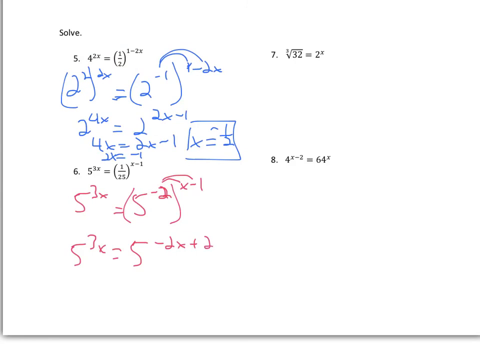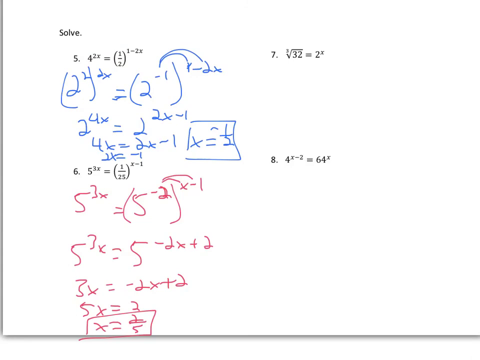All right, we've got the same bases. They're set equal to each other. So we could just drop the bases, set the exponents equal to each other, and we'll have 5x equals 2, x equals 2/5.